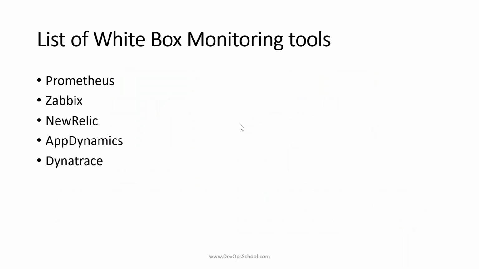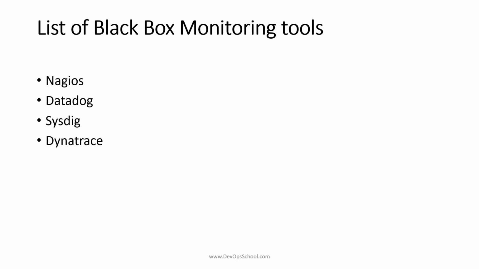Now, which are the tools for white box monitoring? Prometheus is there, Zabbix is there, New Relic is there, AppDynamics is there, and Dynatrace is there. What are the tools for black box monitoring? These are the popular ones.